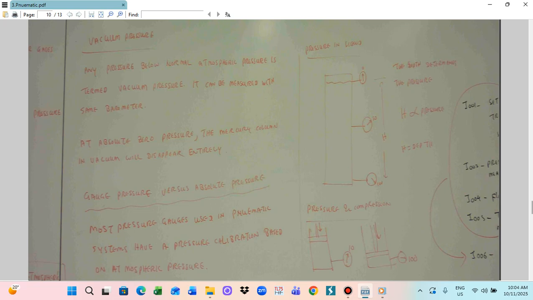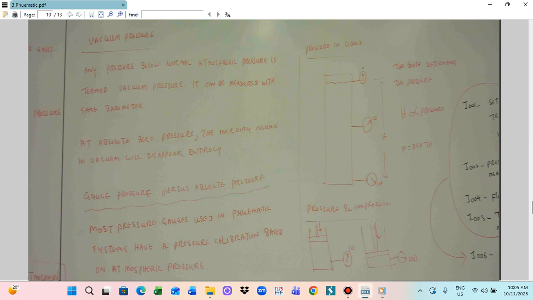For absolute zero pressure, the mercury column in the vacuum will disappear entirely. When this becomes a vacuum here, this mercury column can disappear. When the mercury column drops to a level, you can know that a vacuum is happening. Especially on a very high mountain top, a vacuum can happen. So this is the vacuum pressure measurement.